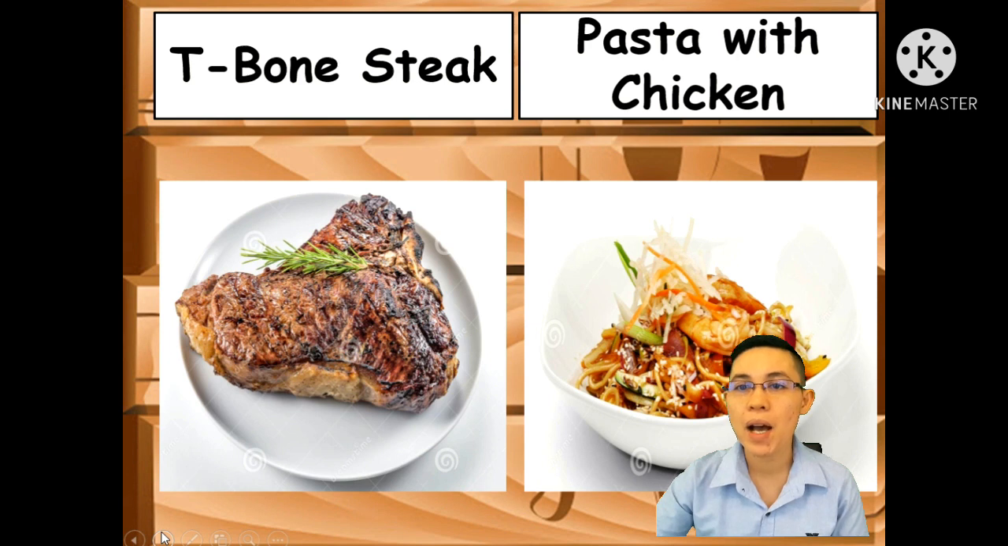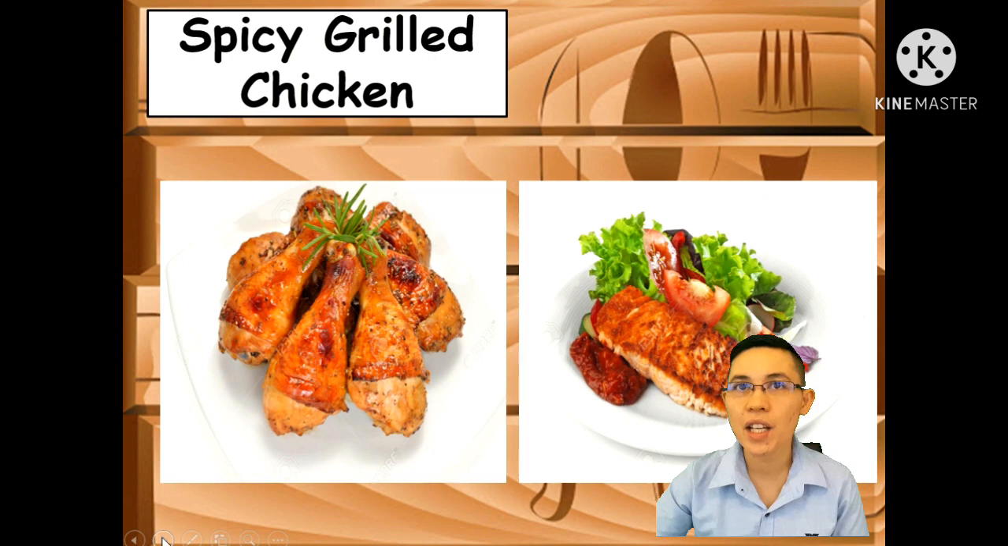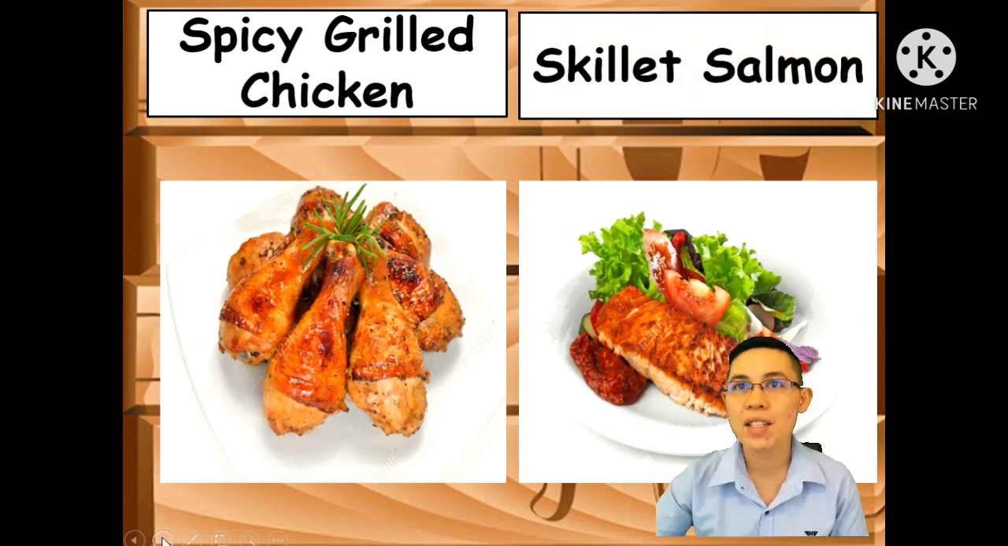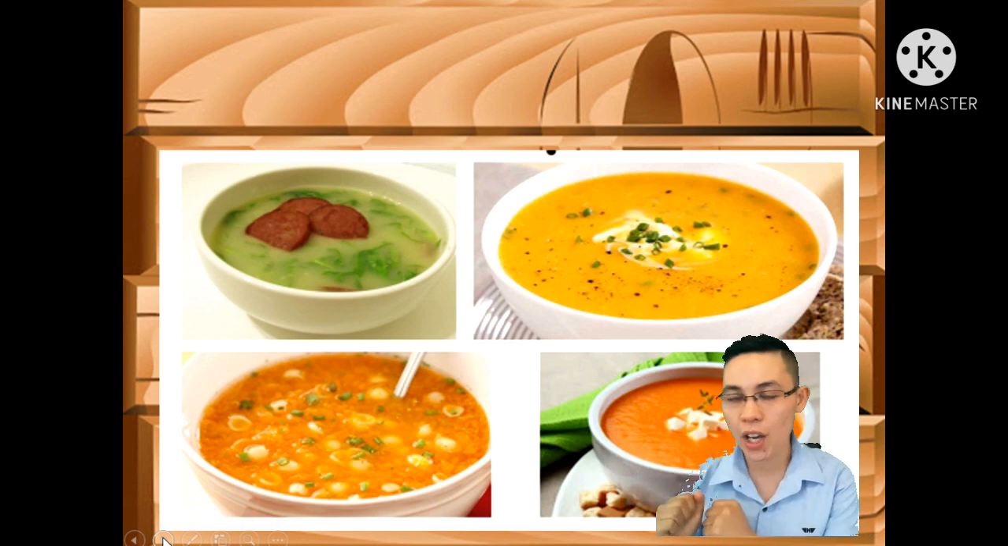Next, we have pasta with chicken. Again, pasta with chicken. Okay, next we have spicy grilled chicken. Again, spicy grilled chicken. Next we have skillet salmon. Again, skillet salmon. Okay, now since we are done with the main course, now let's go ahead.